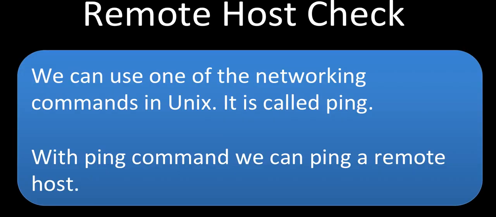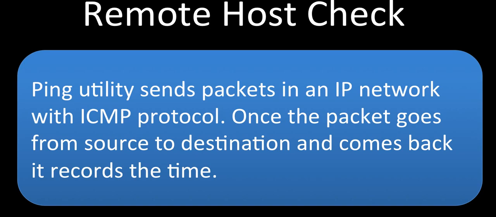In this case, we can use one of the networking commands in Unix. This command we discussed earlier also; it is called the ping command. With the ping command, we can ping a remote host and see whether the remote host is still active or not. The ping utility is a command which has a process behind it. This command will send packets on an IP network, the Internet Protocol network, which is the one we are using nowadays, TCP/IP. In this, there is a protocol called ICMP. With this protocol, a packet is sent.